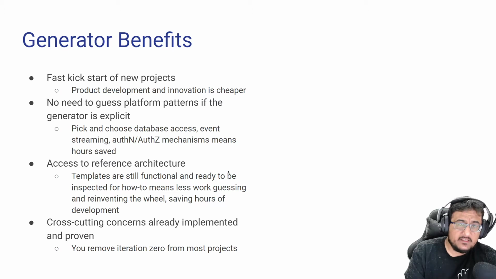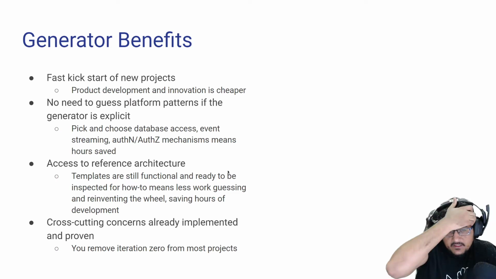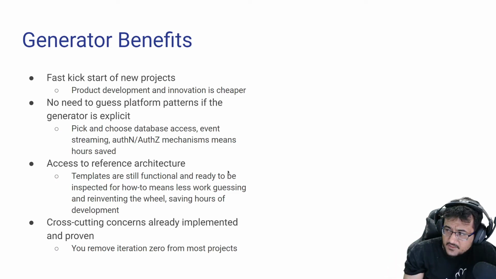You also don't need to guess patterns that are already in the generator. You don't need to guess how to do authentication and authorization in your platform. You don't need to guess how to do tracing, database access, and all that stuff. You remove the guessing from all of that when you create a new service. Even if you have reference architecture, as I put it here, templates should be functional. The point of having those templates is that you will have a functional architecture that other projects or other microservices can adopt, and programmers can go and look at the source code and check what these integrations are. And that's where they gain access to reference architecture.